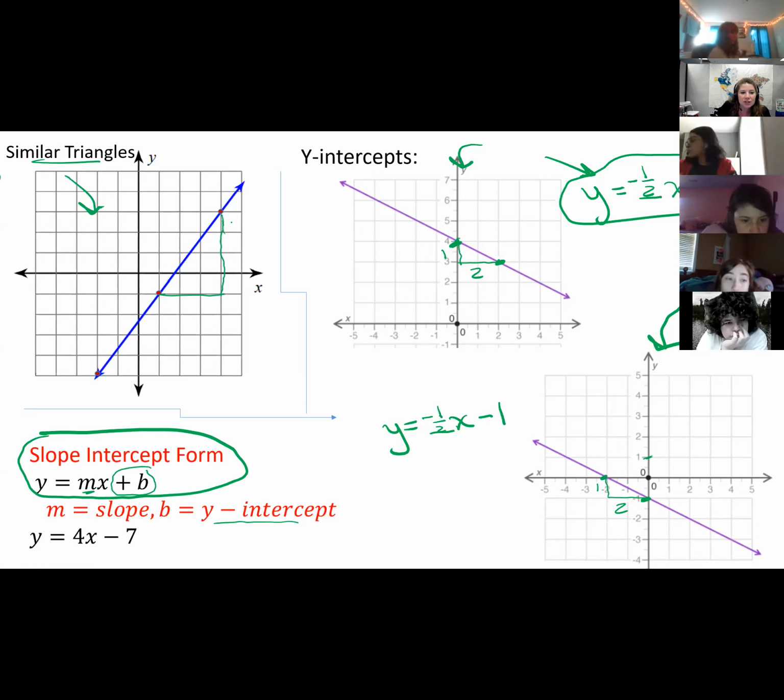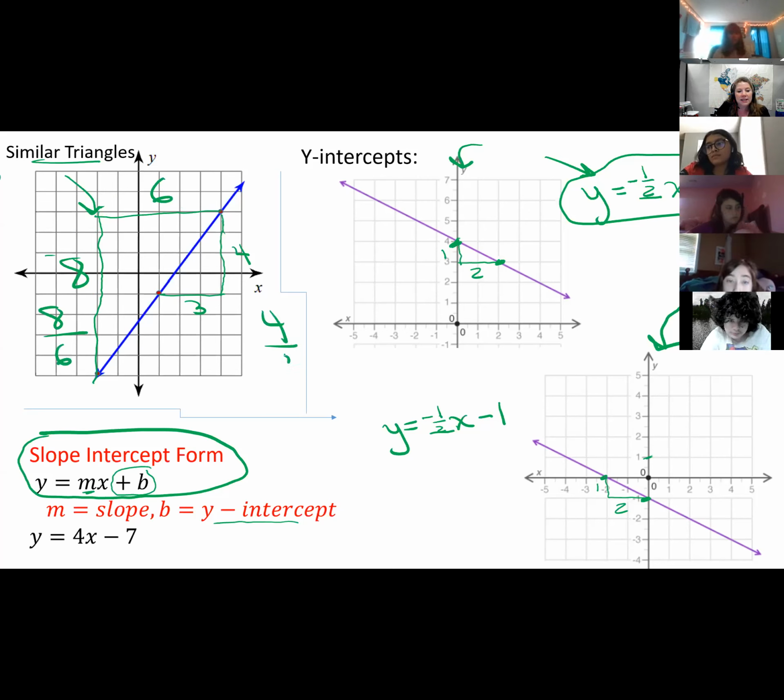So for example, if I use this triangle, I would say my slope is 1, 2, 3, 4/3. Or if I didn't use those 2 dots, I used these 2 dots like this. Well, now I would say my slope is 1, 2, 3, 4, 5, 6, 7, 8 over 1, 2, 3, 4, 5, 6, right? 8/6. But doesn't 4/3 equal 8/6? It's the same thing, isn't it?